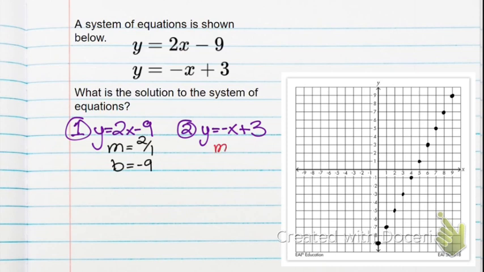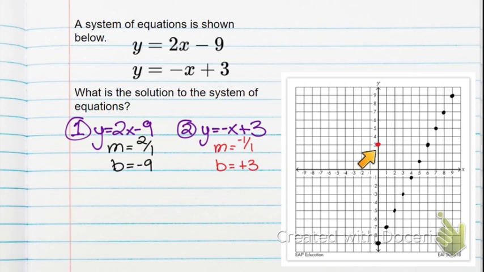Now my equation 2, I'm going to graph in red. Let me identify my important information, like my slope. My slope in this one is a negative 1. I'm going to make it a fraction by putting 1 under it. My y-intercept is a positive 3. Okay, so on my graph, I'm going to graph my y-intercept, positive 3.